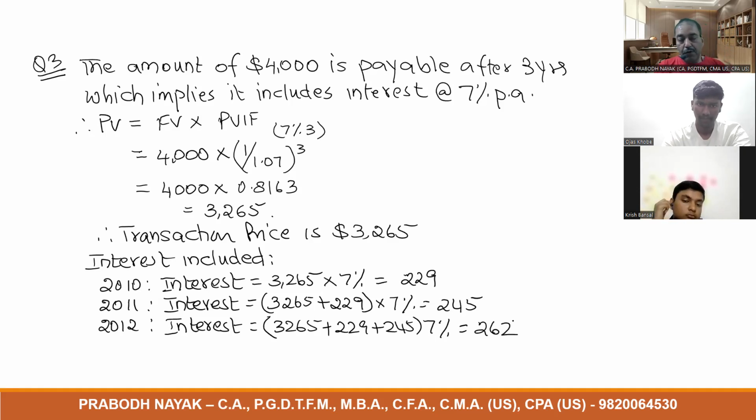So if you take this figure now, how do you know whether it is correct or not? The original figure 3265, plus all the interest, 229 plus 245 plus 262, should give you 4,000. So approximately it comes to 4,000.